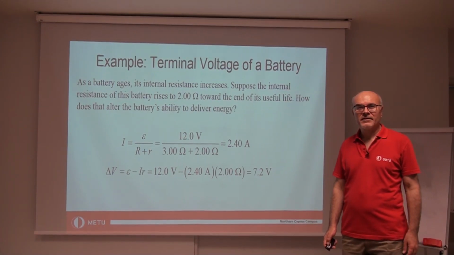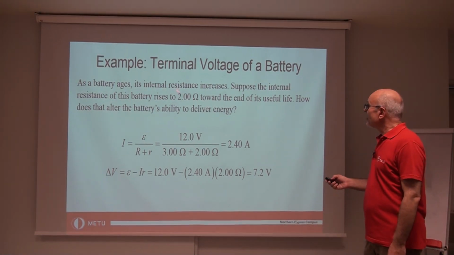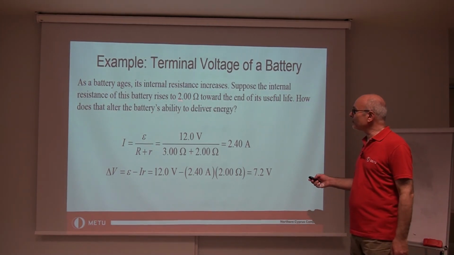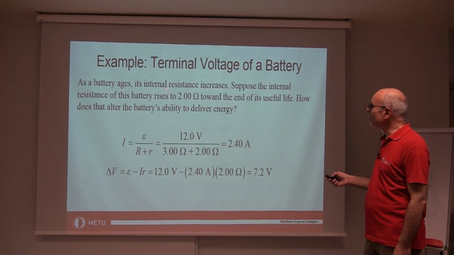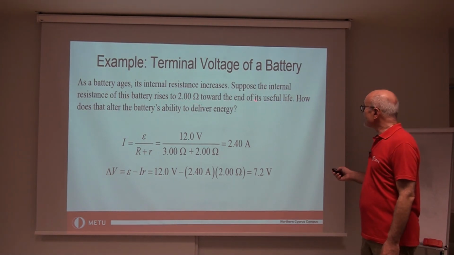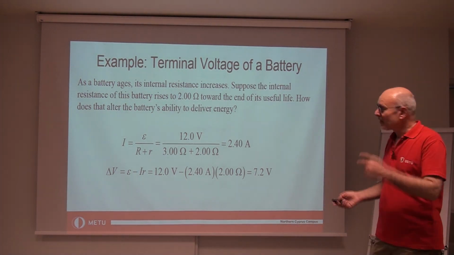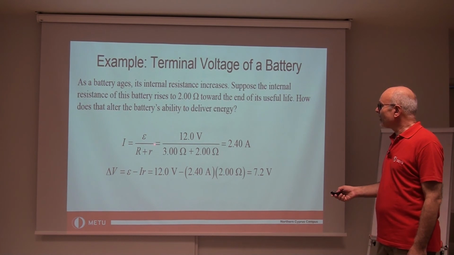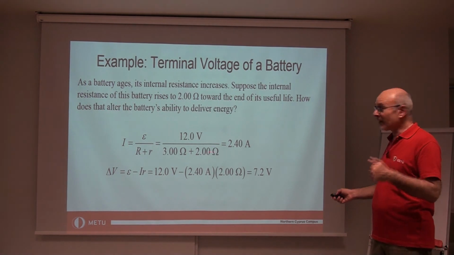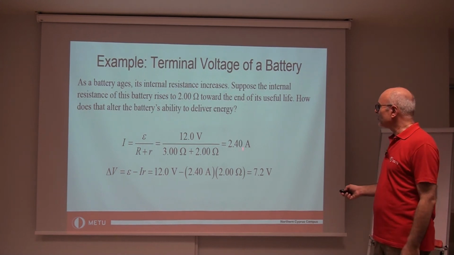You can check. Okay. Now, to continue, we say that as the battery ages, it's known that the internal resistance of the battery increases. So suppose, for example, that the internal resistance of our battery increased from 0.05 to 2 ohms, towards the end of its useful life. How does that alter the battery's ability to deliver energy? Okay, let's check. Well, it's evident that in this case you substitute 2 for small r, and so the current in the battery drops from 3.93, so about 4 amperes, to 2.4 amperes.